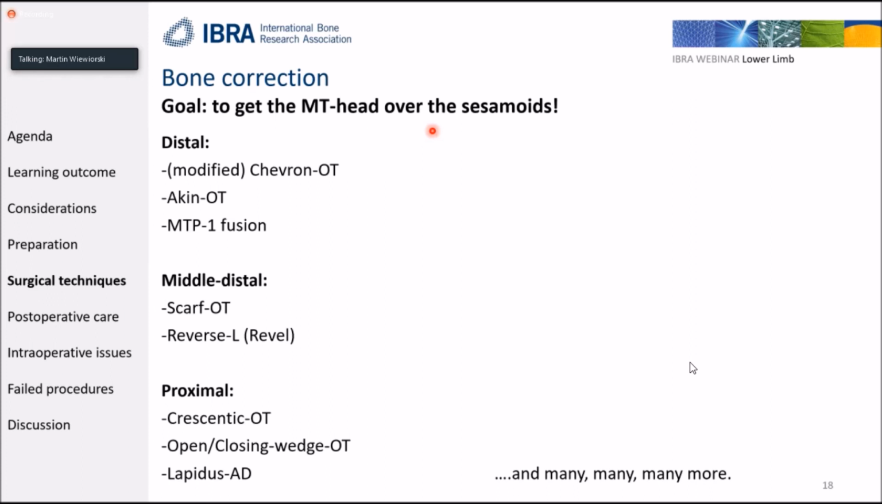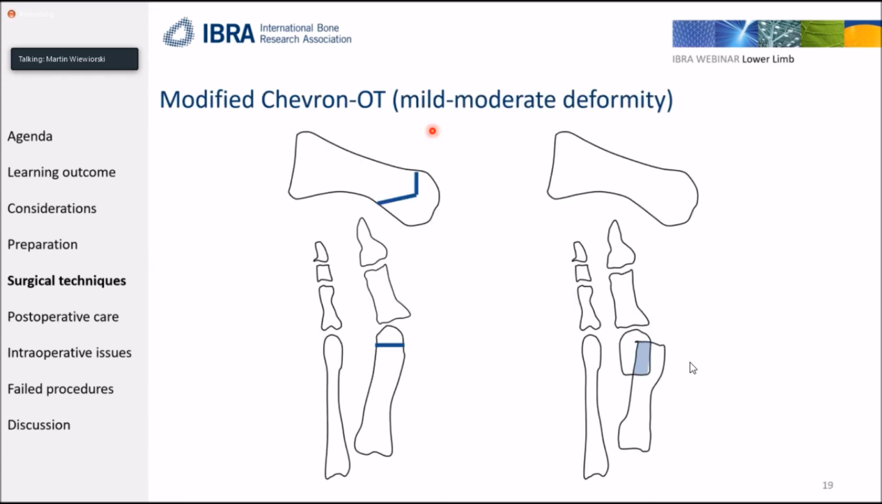There are some more proximal osteotomies, opening and closing wedge osteotomies at the base of the metatarsal. Of course, there's the Lapidus fusion, which is the fusion of the TMT1. I just want to quickly talk about only 3 techniques: the chevron osteotomy, the scarf osteotomy, and the MTP1 joint fusion and Lapidus. The first one is going to be the modified version of the chevron osteotomy.